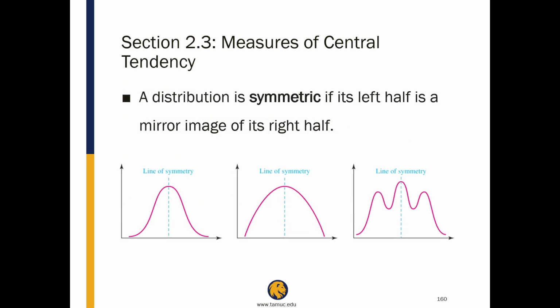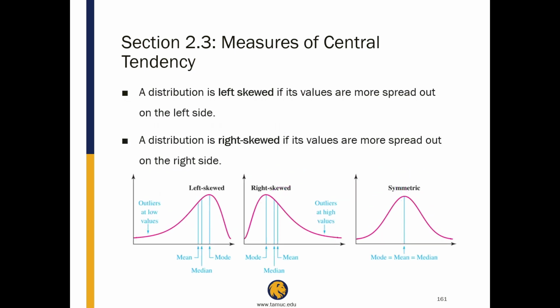Another word that's used to describe the distribution is symmetric. A distribution is symmetric if its left and right halves are mirror images of each other, and they'll be sliced down the middle in half by what's called the line of symmetry. Distributions that are not symmetric might go by two names, left skewed or right skewed. A distribution is called left skewed if its values are more spread out on the left side, and a distribution is right skewed if its values are more spread out on the right side.